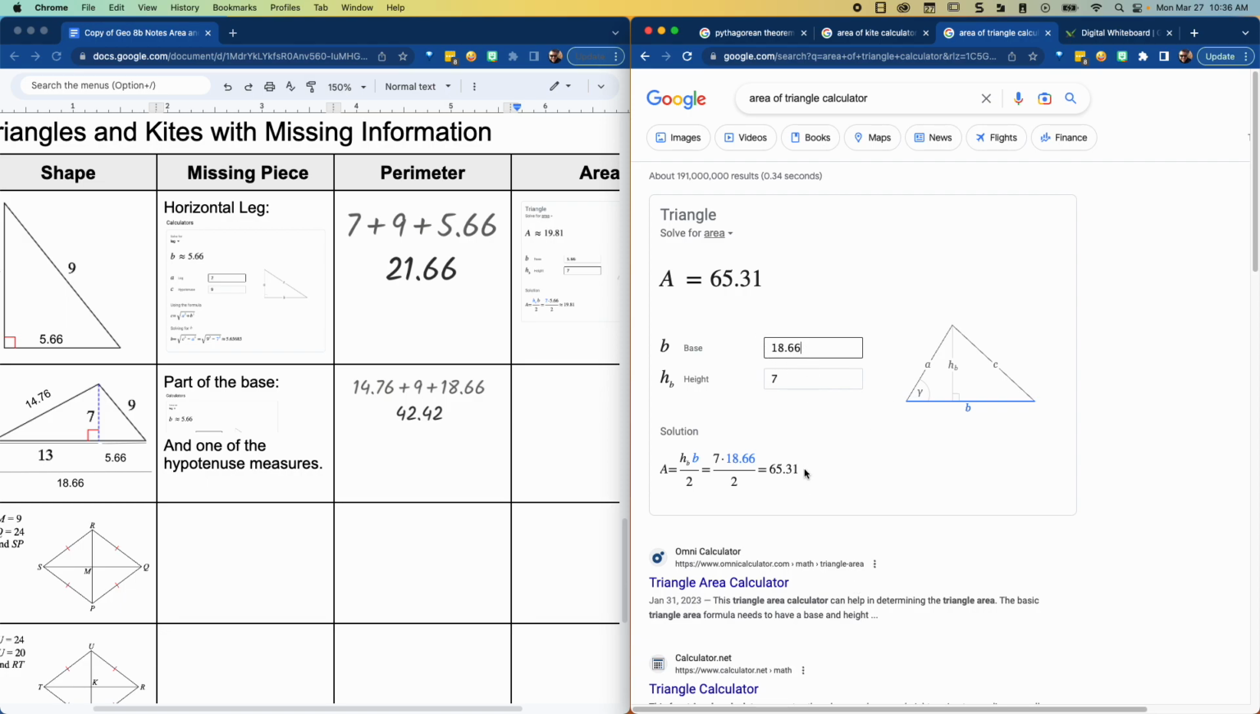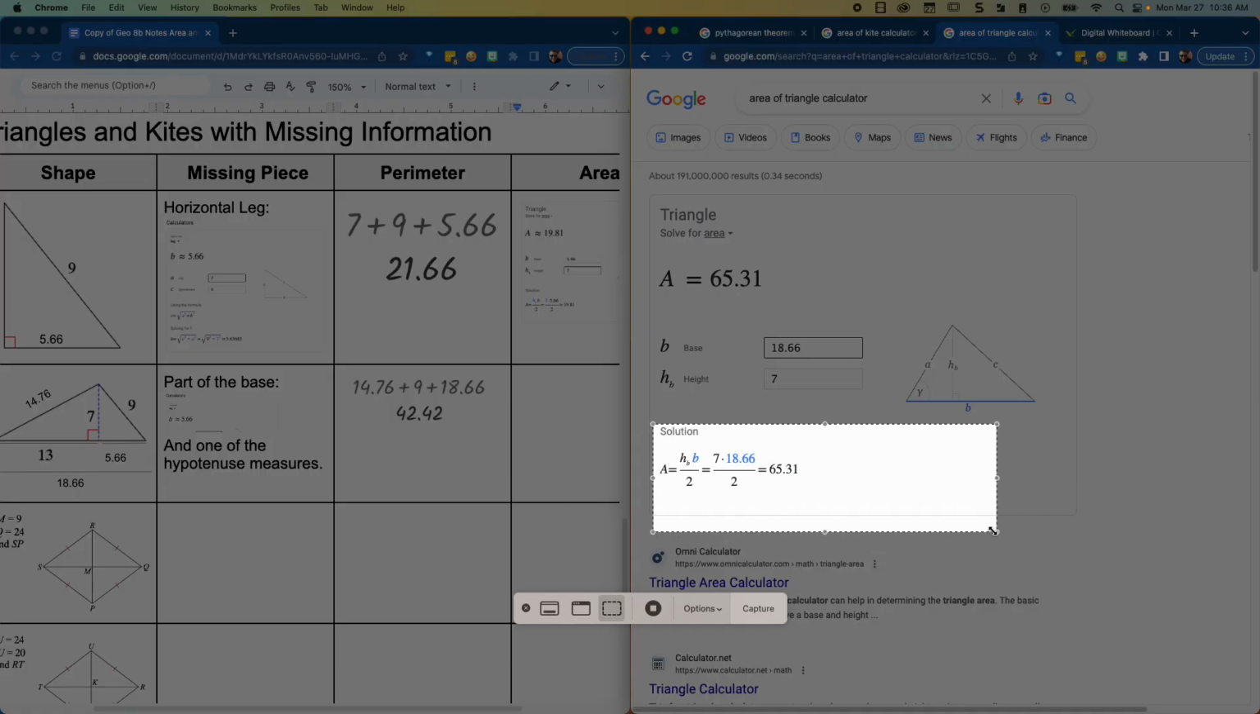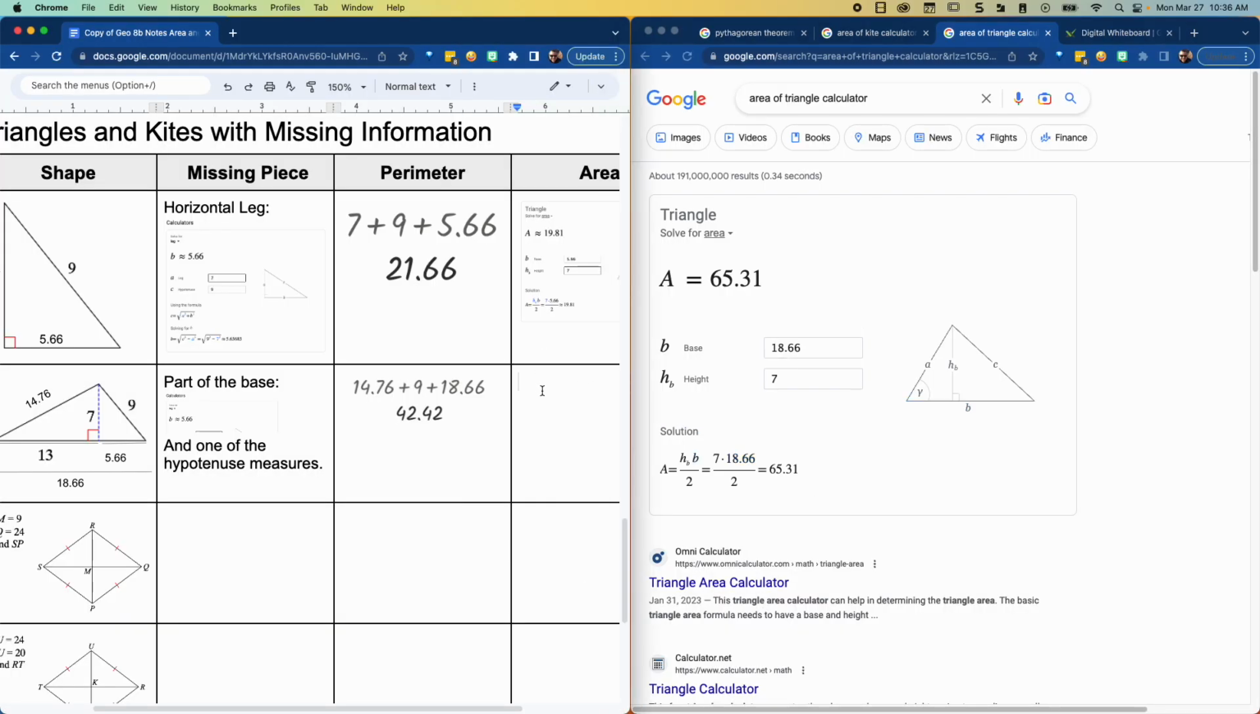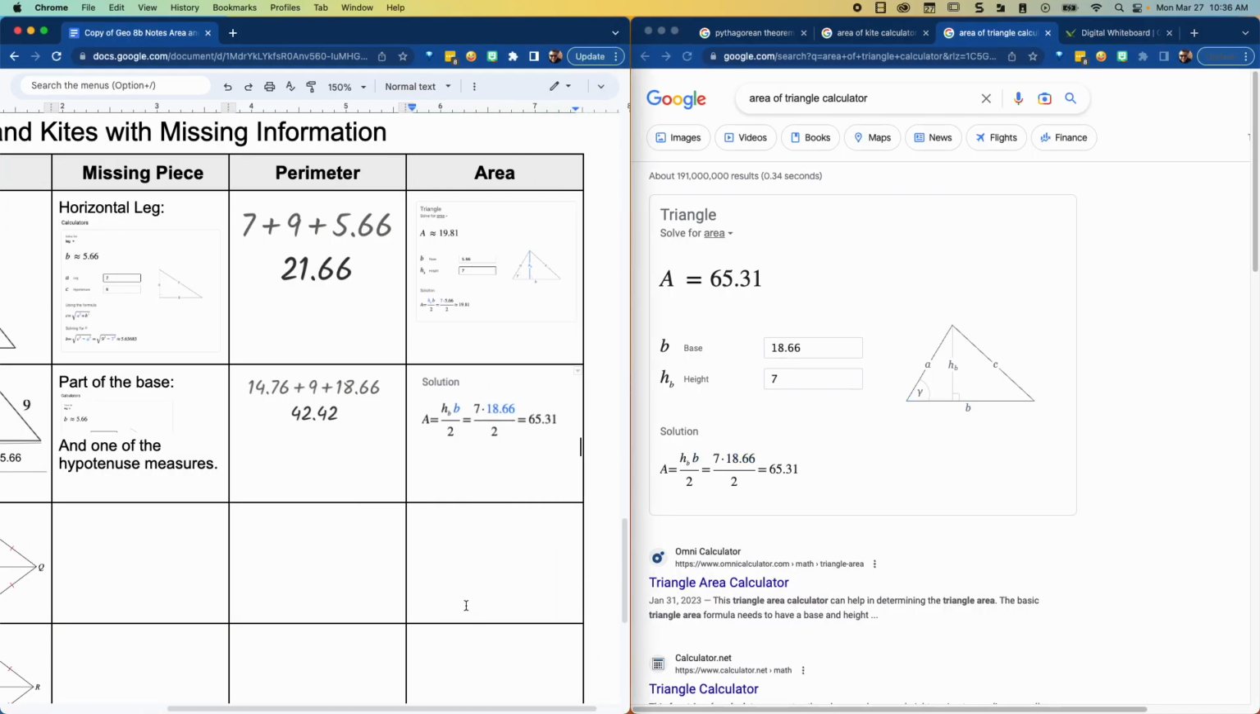And that's going to give me an area of 65.31. I'm just going to screenshot just this bottom piece down here, save a little bit of space. There we go.